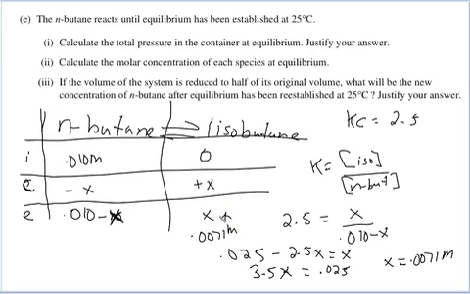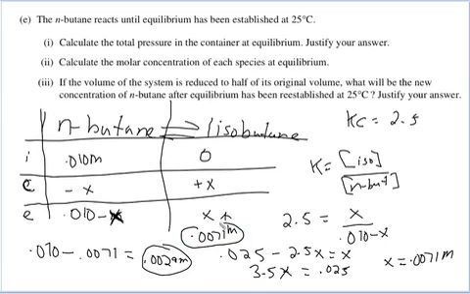So at equilibrium, our isobutane is 0.0071 molar. For the N-butane, we take 0.010 minus x, which is 0.010 minus 0.0071, and that equals 0.0029 molar. So at equilibrium, for the N-butane we have 0.0029 molar, and for the isobutane we have 0.0071 molar.